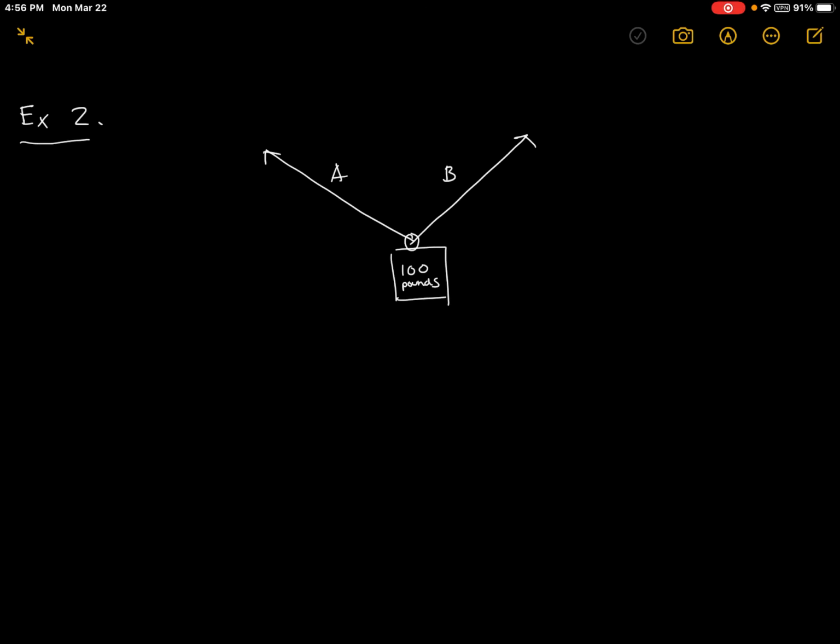All right, let's take a look at example 2 over here. You have two cables, we'll call it cable A and B, and they're suspending a 100-pound object. Okay, so it's stationary. The cables are at different angles with the horizontal. And let me make my horizontal over here. We'll say this one makes a 35-degree angle, and then this other one right here makes a 42-degree angle.